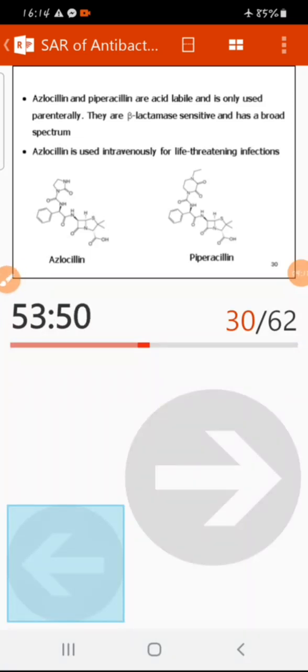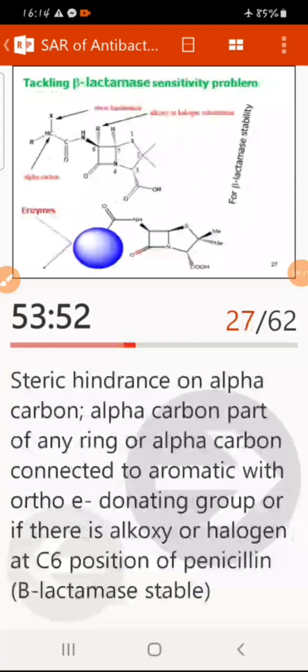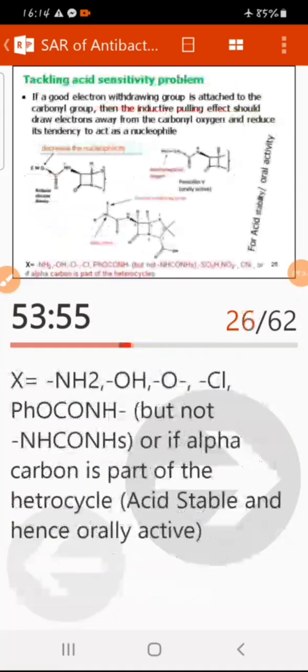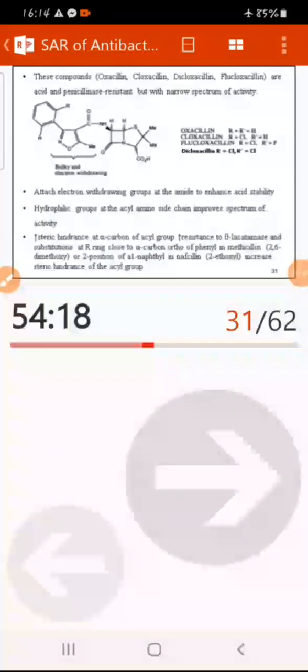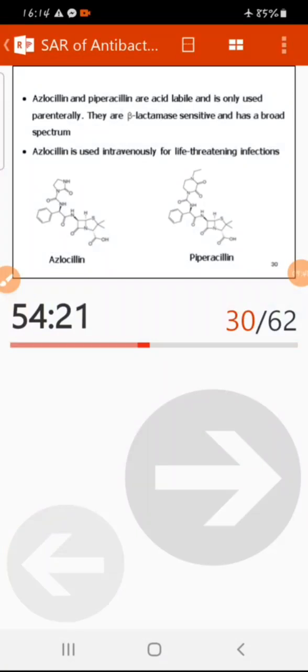Therefore, azlocillin, as we saw earlier, in this case we say that if we have such groups, NH-CO-NH, the aminopenicillins, the electron withdrawing effect of this will be 0. Therefore, the inductive effect is 0. Such groups will not act as electron withdrawing, so the compounds will be acid labile. They will not be given orally.